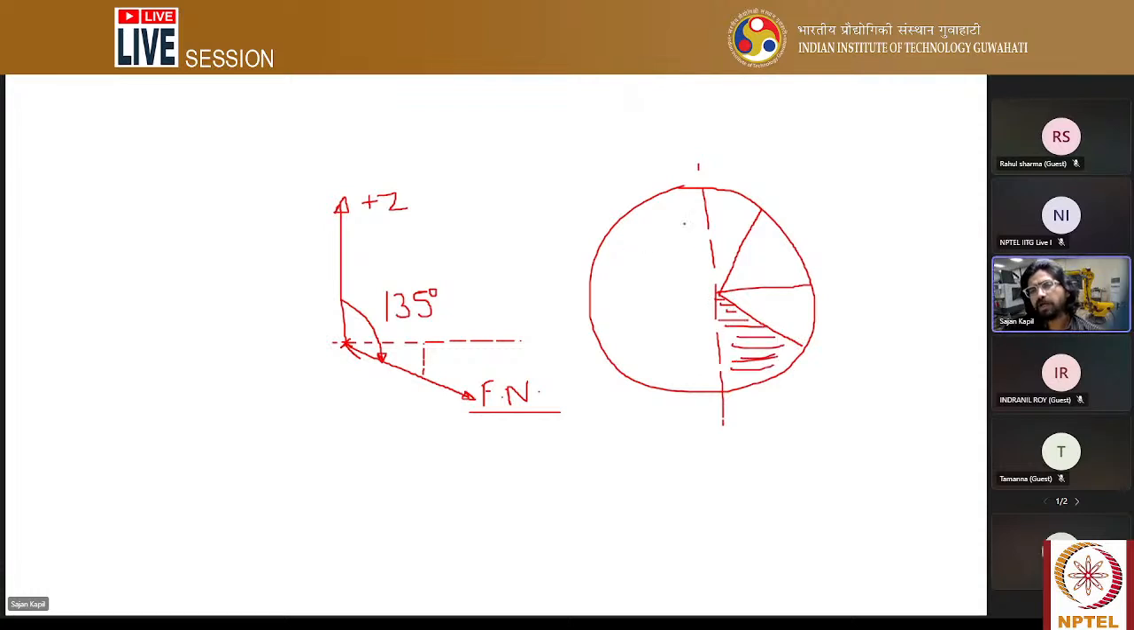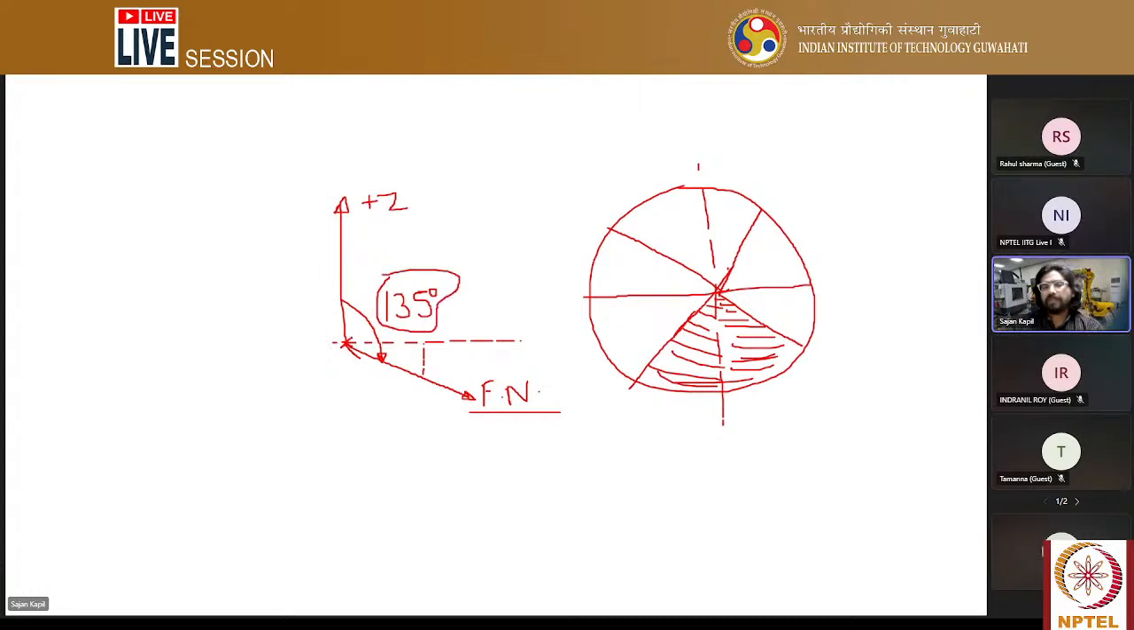Similarly, on the other half, I'm just drawing the symmetry. If you want to draw it completely, it will look something like this. So this portion will require support. Okay, so I think it should be 135. We'll check for this typo.